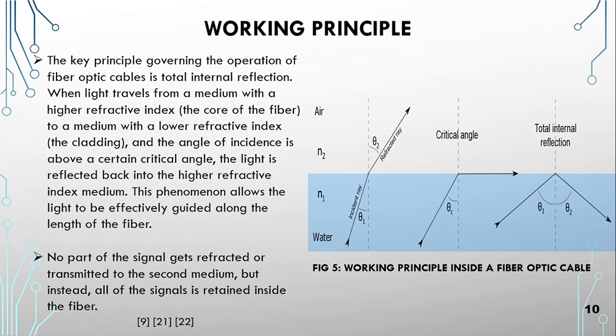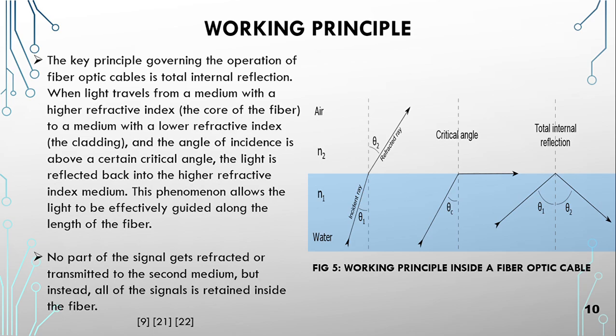Now we can look into the working principle of optical fiber cable. Inside an optical fiber cable, data is transmitted in the form of light pulses. The key principle governing the operation of fiber optic cable is total internal reflection.